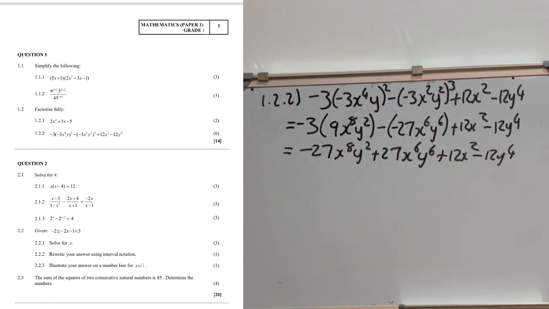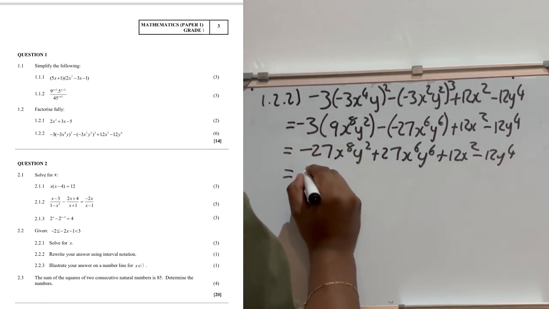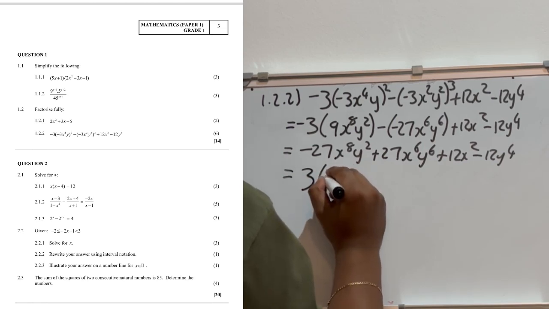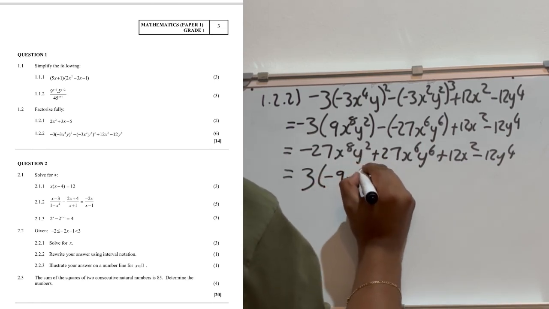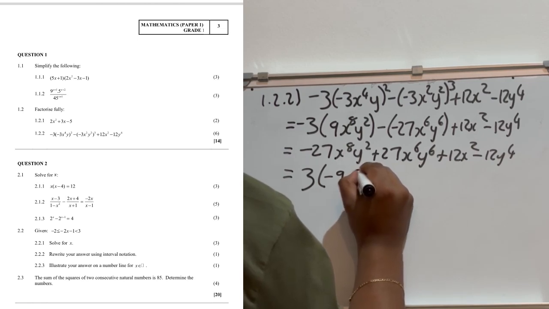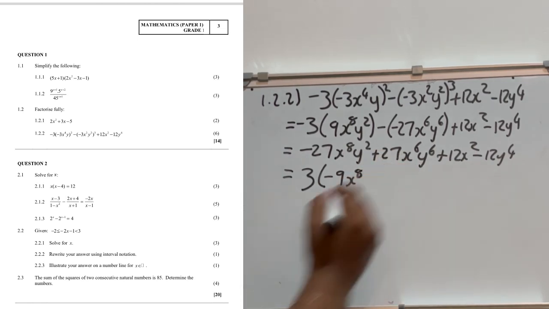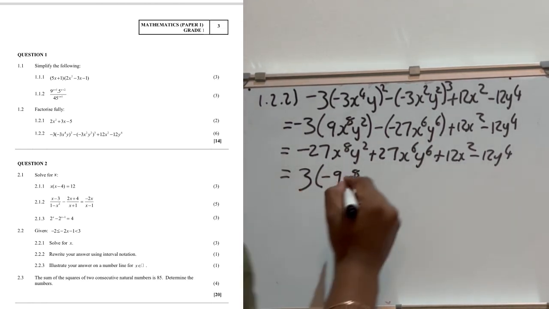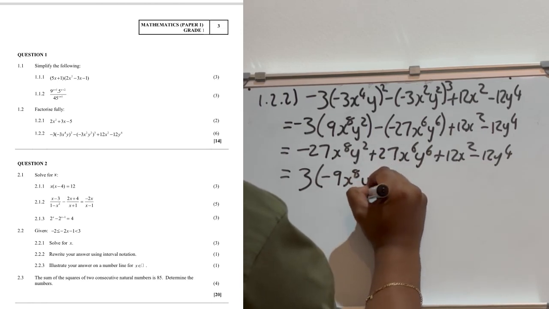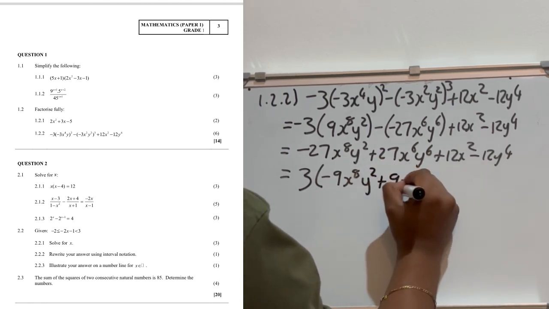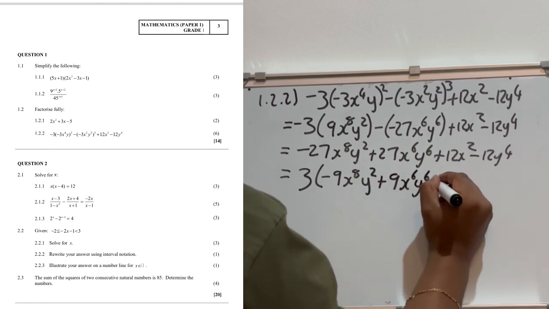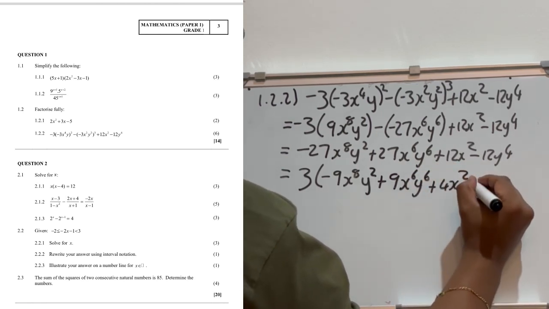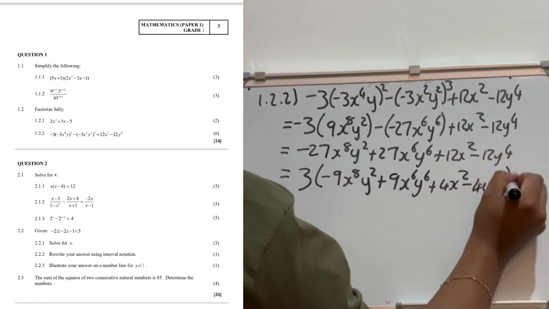Okay, so the first thing here that I can see is we can take out a 3 as a common factor, just to make things a bit easier. So if we take 3 out, we're left with minus 9x to the power 8 y to the power 2 plus 9x to the power 6 y to the power 6 plus 4x squared minus 4y to the power 4.